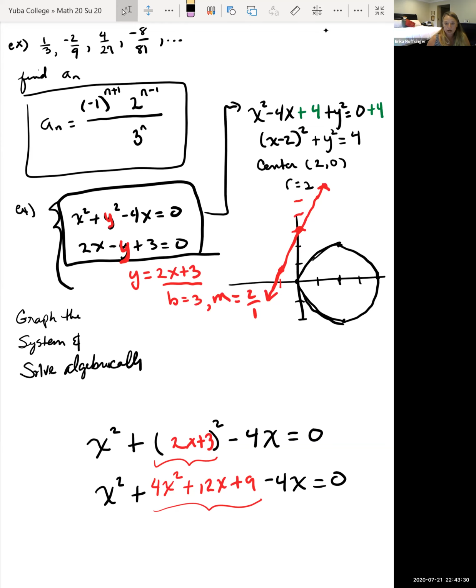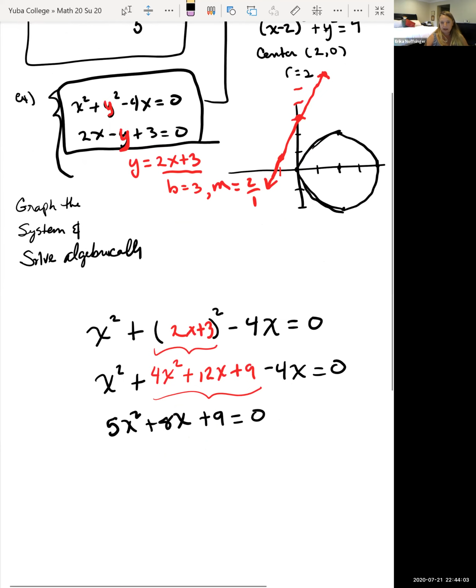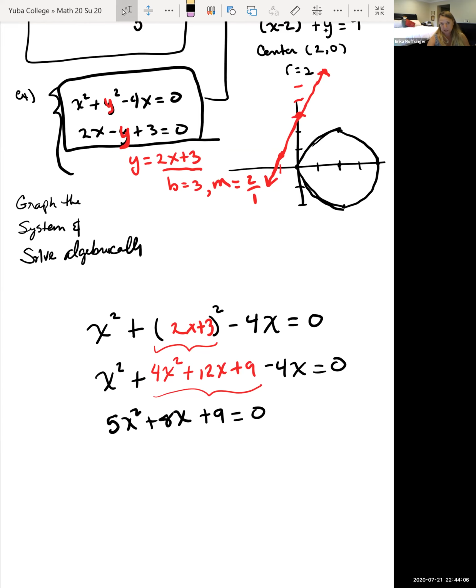So looking at this, we have a quadratic equation. We solve quadratic equations by keeping things on one side of the equation usually, and we try to factor it, or we can use the quadratic formula or complete the square. x squared plus 4x squared is 5x squared. Here we have plus 12x, 12x minus 4x. This is plus 8x. And then my constant, I have a plus 9 equals 0. Because this is not intersecting, my guess is that I'm going to get imaginary numbers. I don't have a coefficient of 1 in front, so I'm just going to use the quadratic formula.